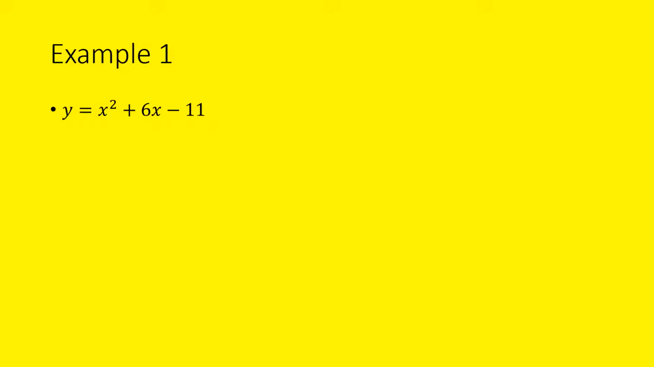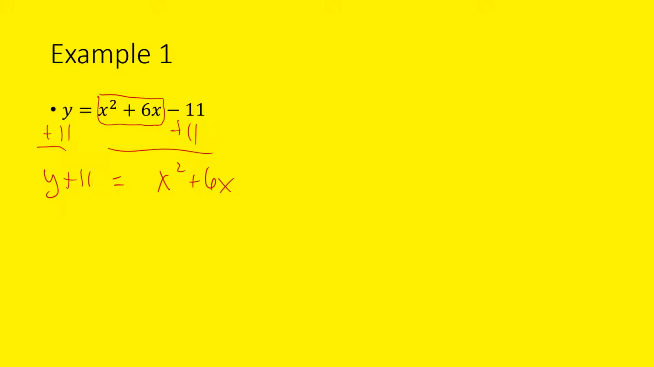So first thing I'm going to do is I want to isolate any term with the x variable in it. So I want to get the x squared plus 6x by itself. So what I'm going to do is add 11 to both sides of the equation. When I do that, I get y plus 11 will equal x squared plus 6x.